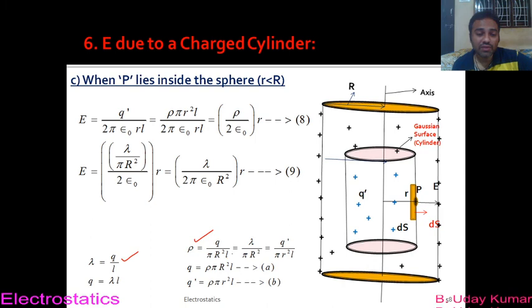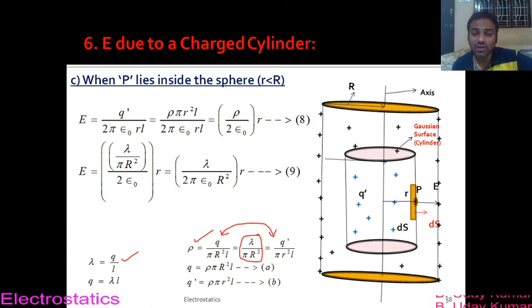So in place of q by L, if I substitute lambda, I get rho as lambda by pi R square, but this is not needed now. So first of all, you have to understand these 2 points. So rho is already known to you, which is q by pi R square L, and this rho also can be written as q dash by pi small r square L.